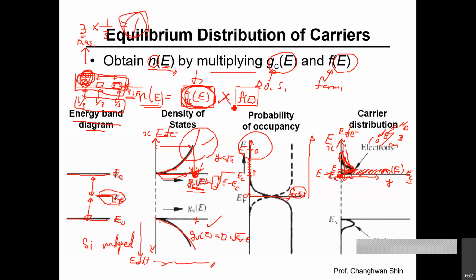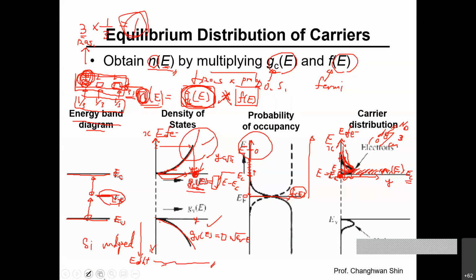So that's the reason why you should do the multiplication, right? Density of states times the probability. Then we will get how many electrons, how many people, at a certain energy level can be found. So N over E, we can obtain by multiplying the density of states and the Fermi function.